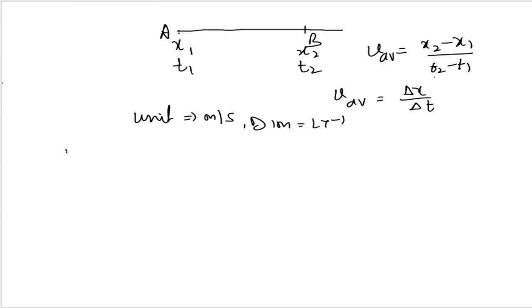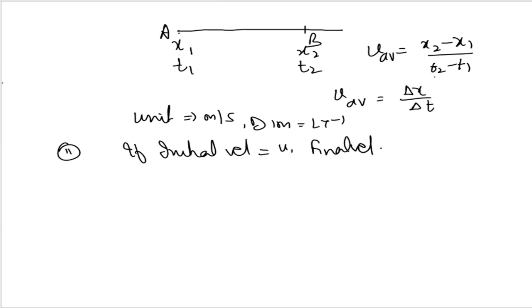अब second part, if the initial velocity is u and the final velocity is v, then the average velocity will be equal to v plus u upon 2. This is the formula for average velocity.